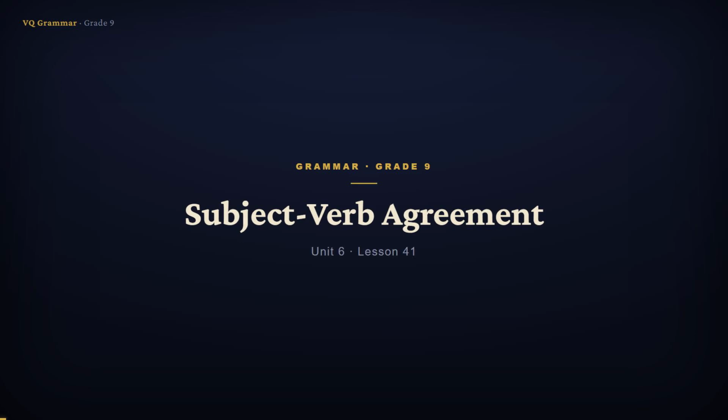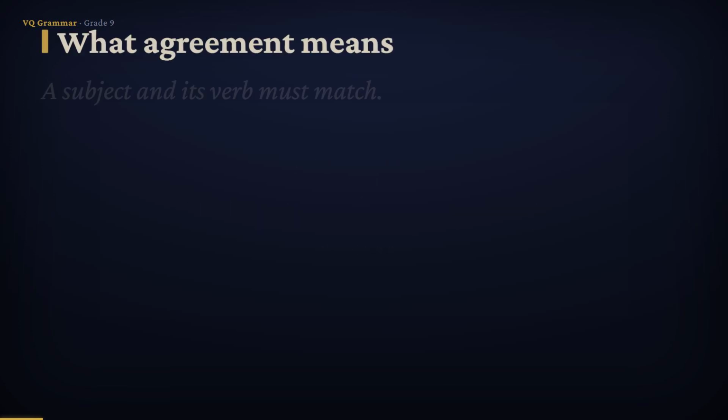This is Unit 6, Lesson 41, and today we're building one of the most useful habits in all of grammar, subject-verb agreement. It sounds formal, but the idea underneath is simple. A subject and its verb have to match in number. Get this right and your sentences click quietly into place. Let's dig in. Let's start with the whole idea in one line.